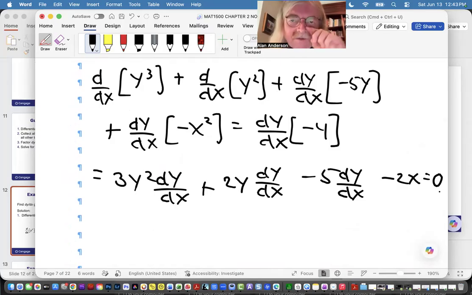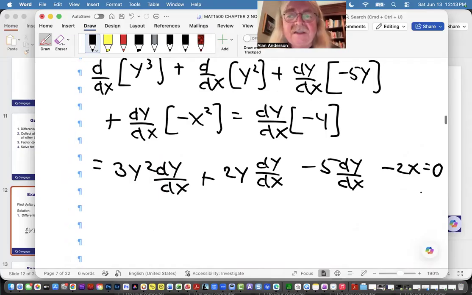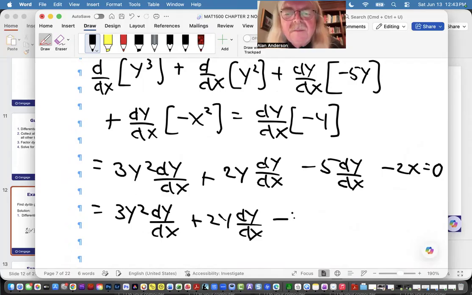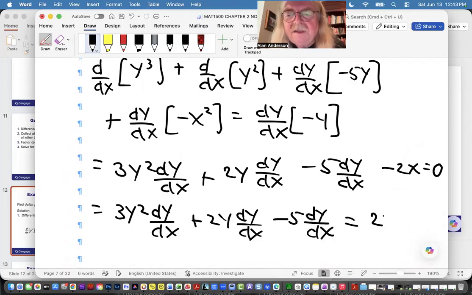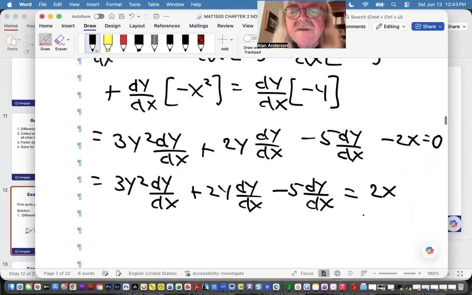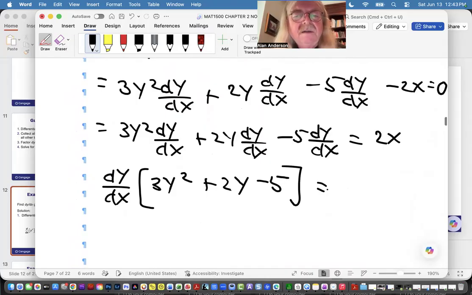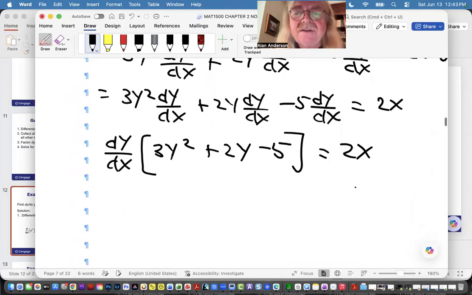Good. Now, here's the thing. We'd like to get the dy dx's all on one side of the equation, and that's pretty much what we have. We're so close, but what we're going to do is get this 2x on the right-hand side. Now we can factor out that common term of dy dx. And now we can just divide out what's in the brackets.